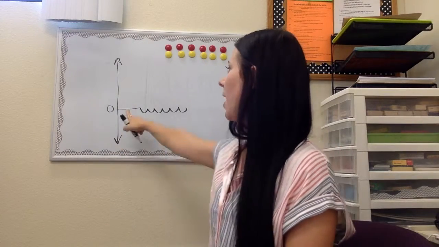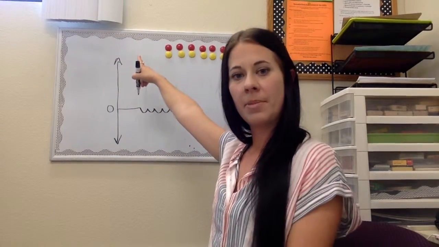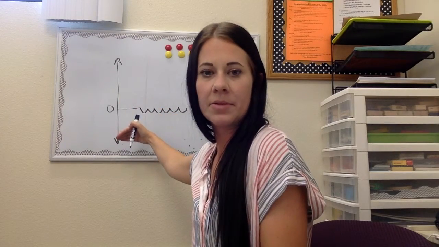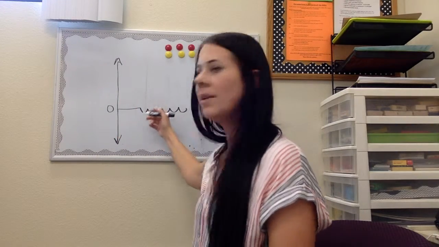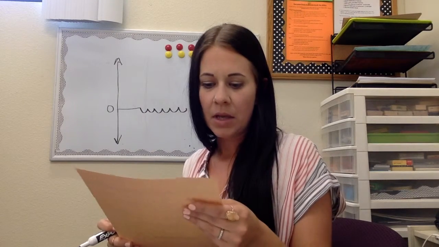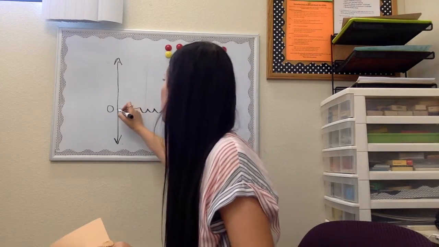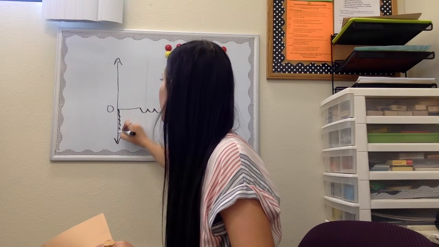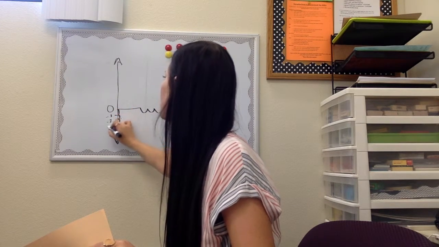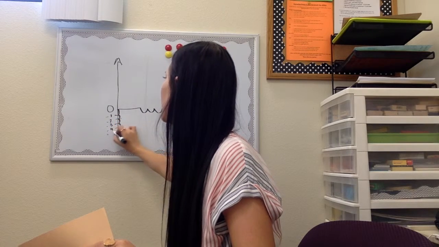So everything going up from 0 will be positive numbers, and everything going down from 0 is going to be negative numbers. So when I'm diving, which way am I going? That's right, you're going negative. So Jane dives down 5 feet. She goes down 1, 2, 3, 4, 5. If I label all of these, that's like -1, -2, -3, -4, -5.